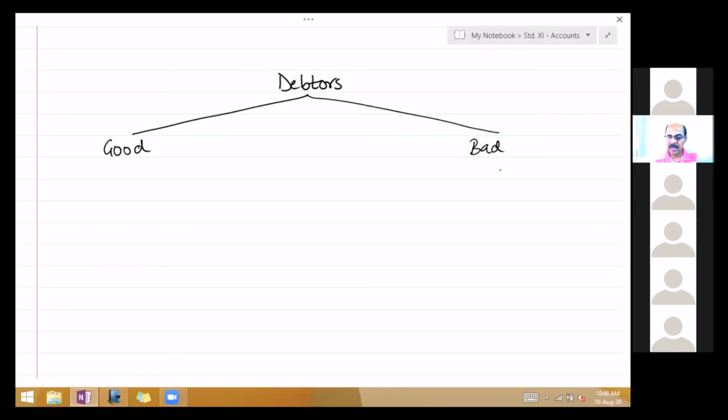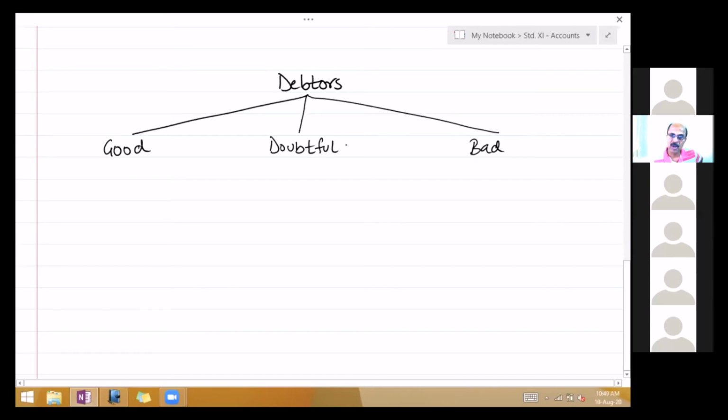Between the two of them, there is another type of debtor which is called a doubtful debtor. Okay. Doubtful. Students, all these words are very important when you're solving the problems. There are some calculations, there are certain percentages which you have to take, and knowing the meaning of all these words is very, very important. So a doubtful debtor is a person who may or may not pay.